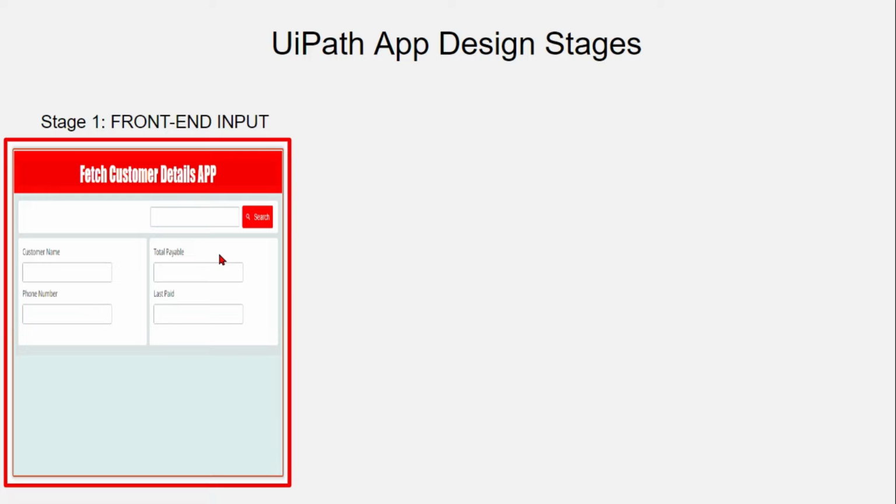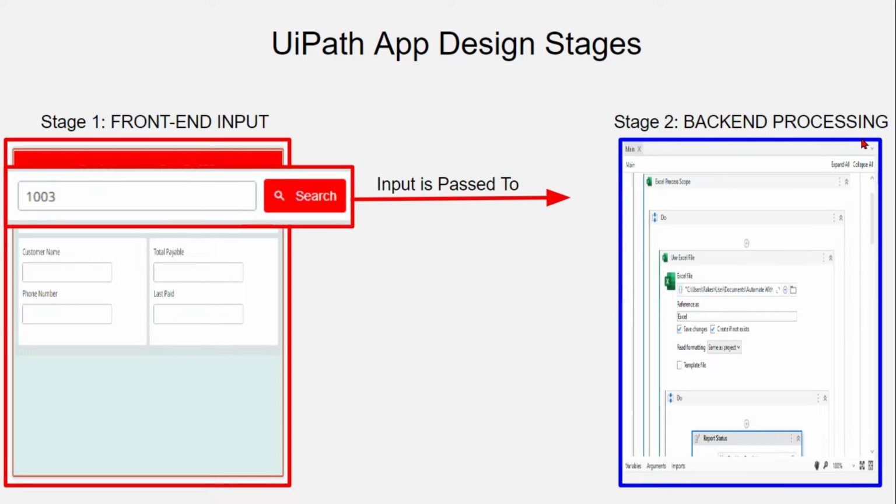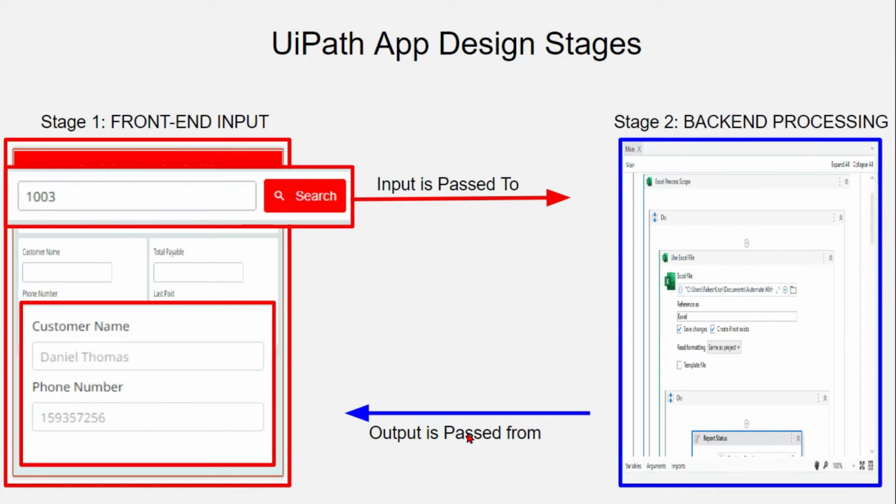Now, from the front end, what happens? The user will enter an input in the search field and hit on search. Once he does it, the input will be passed to the backend for processing. Once the processing is done, the output is passed from the backend workflow or process. From there, it is going to flow back to the front end, and in the front end, you will see the output. So that's the design architecture of UiPath Apps we are going to learn today.